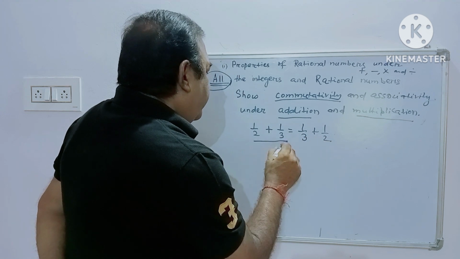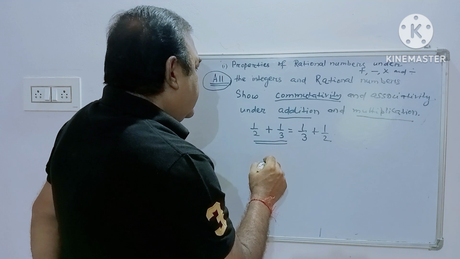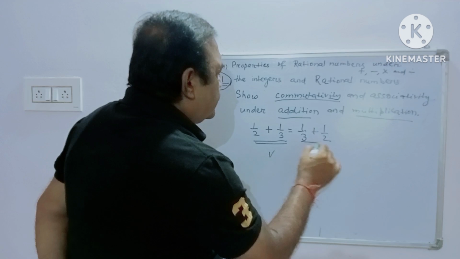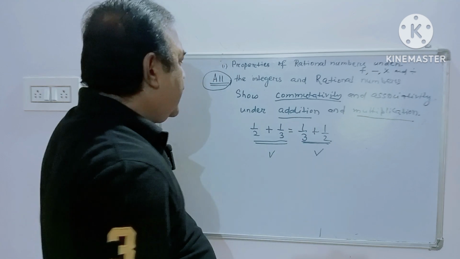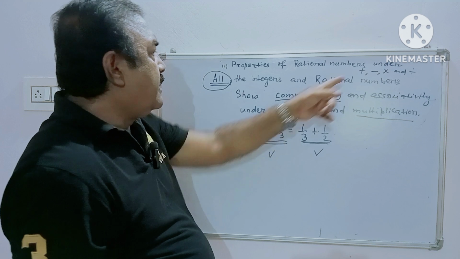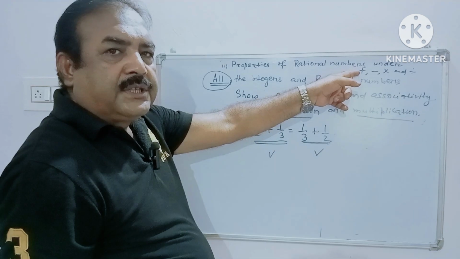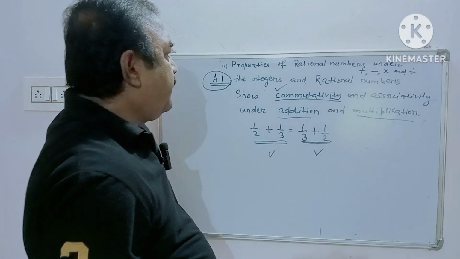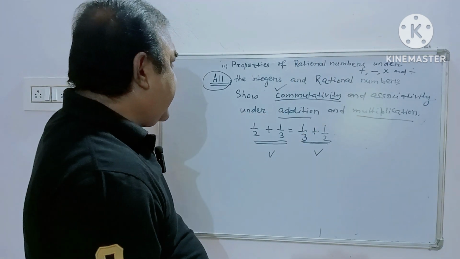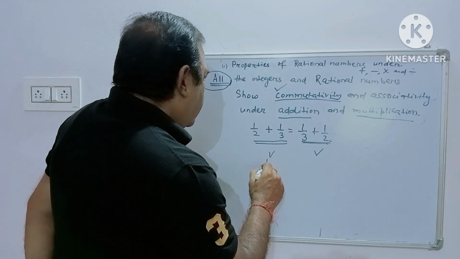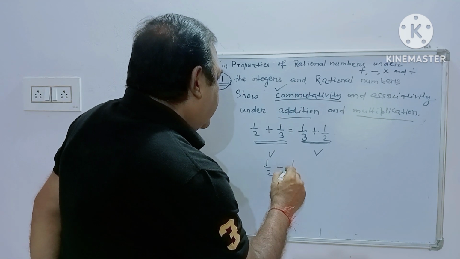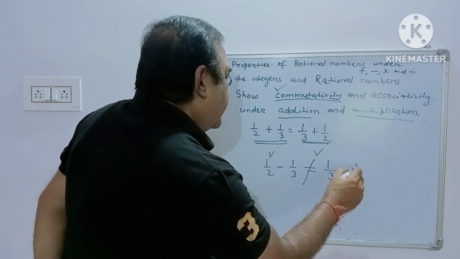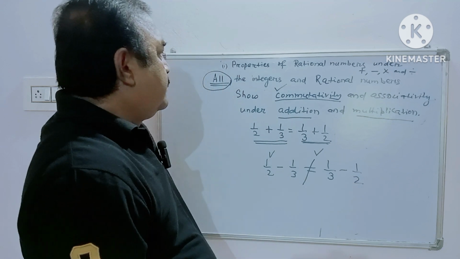You will see, if on the left hand side you add this, the value you will get, that will be equal to the sum on the other side. Both will be equal because we have taken here the addition operation and we are proving the commutativity. But if you bring the negative sign or subtraction, 1 upon 2 minus 1 upon 3, that is not equal to 1 upon 3 minus 1 upon 2. So it has been discarded.